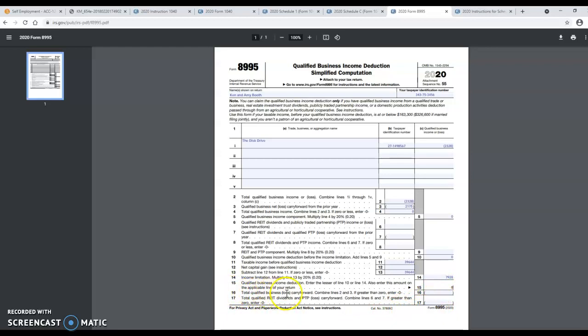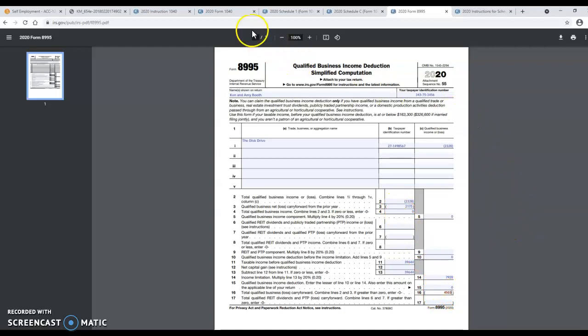Line 16, total qualified business loss carry forward. Combine lines 2 and 3, okay? If greater than 0, enter 0. Well, this is less than 0. 2,328 loss from this year, and the 2,175 loss carry forward from last year. It's a total of 4,503. Now, when she fills out her QBI for next year, that carry forward would go on line 3 of the 8995 for next year. That's what's going to carry forward that loss.